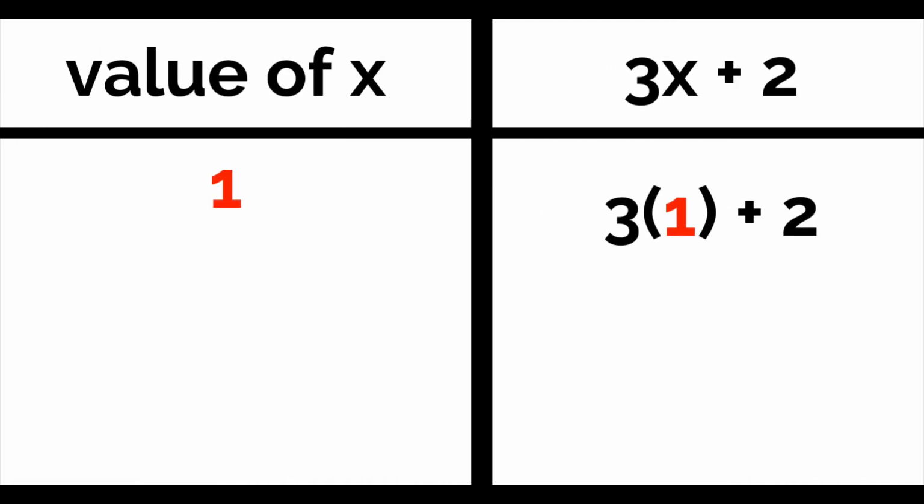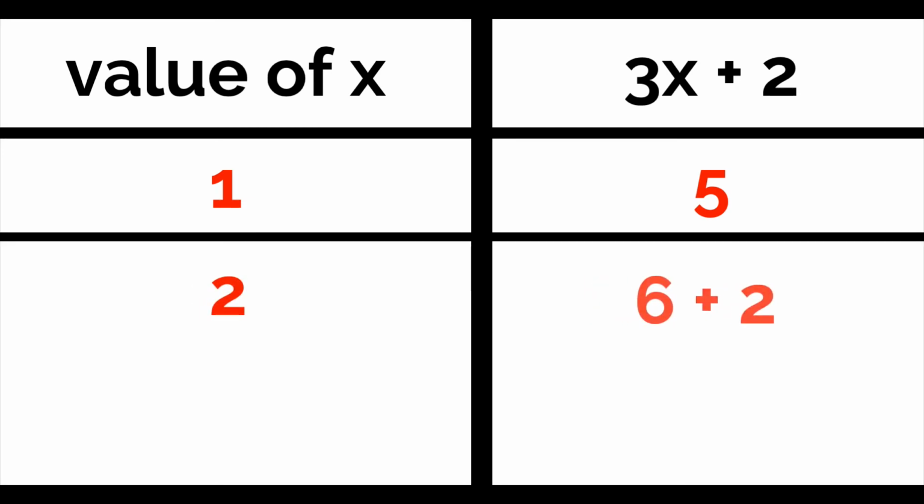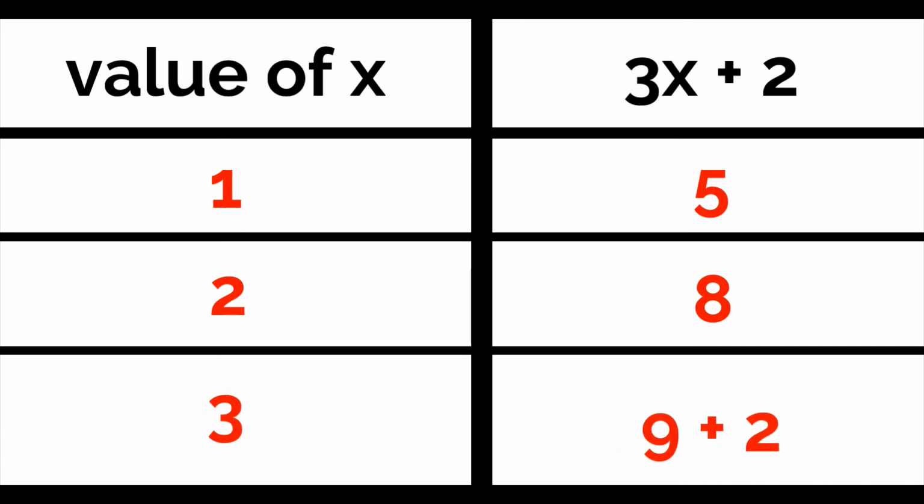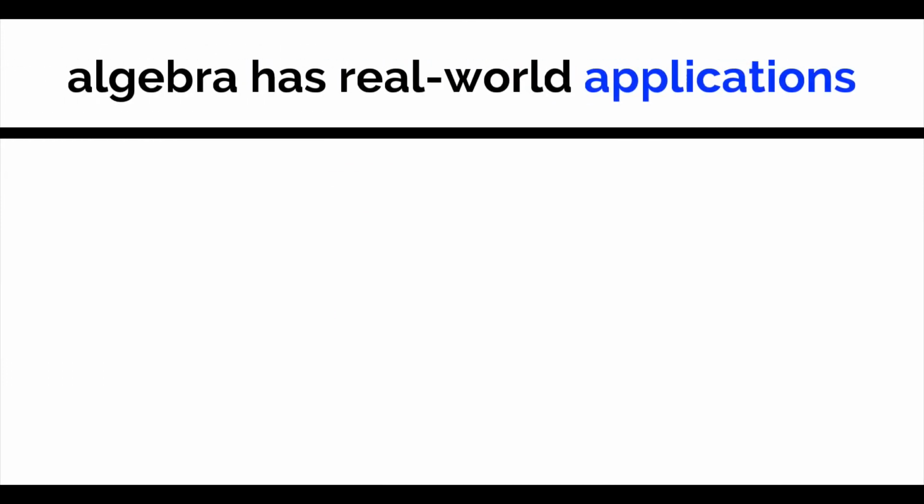We can make a table as we do this. When the value of x is 1, we replace the x with 1. 3 times 1 is 3, plus 2 equals 5. So when x is 1, this expression is equal to 5. When x is 2, we get 6 plus 2, or 8. When x is 3, we get 9 plus 2, or 11. And so on and so on. This is useful because we can use algebraic equations for real-world situations.